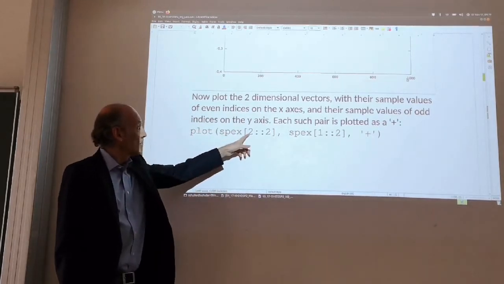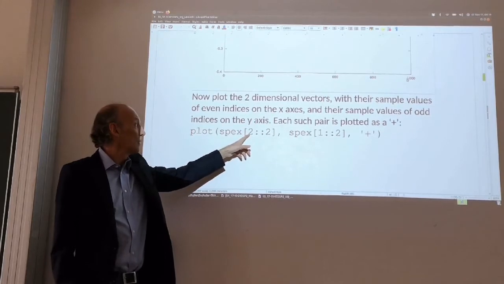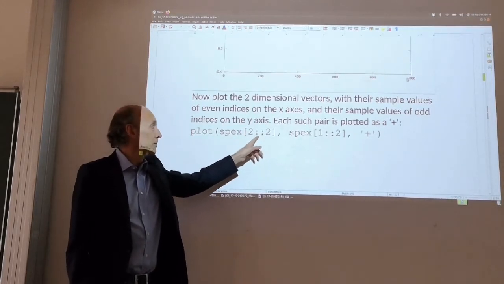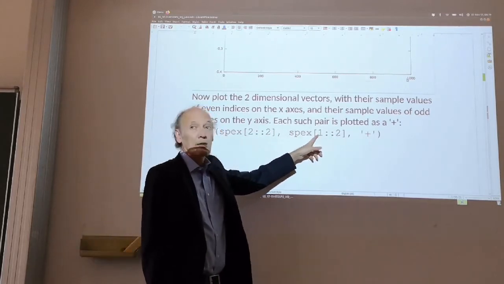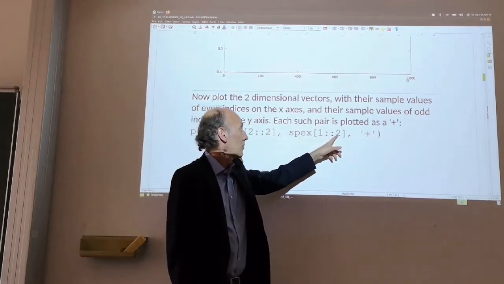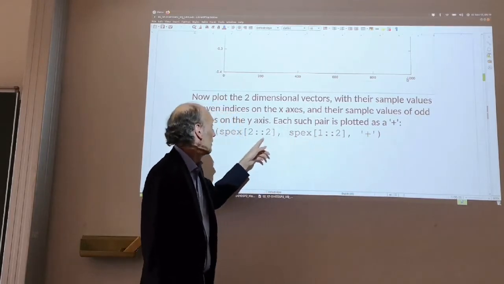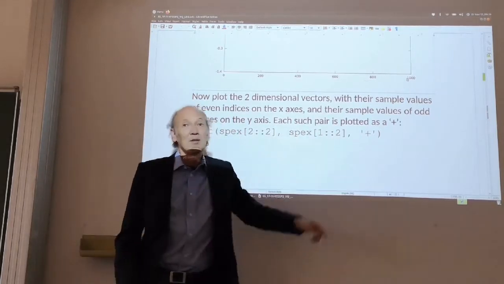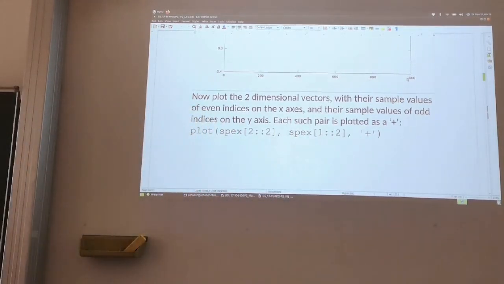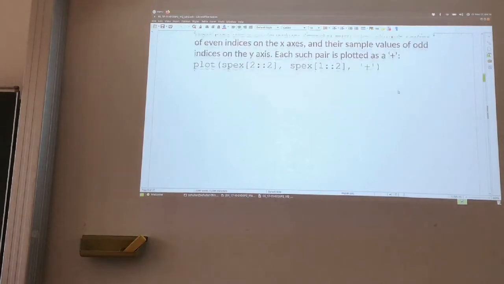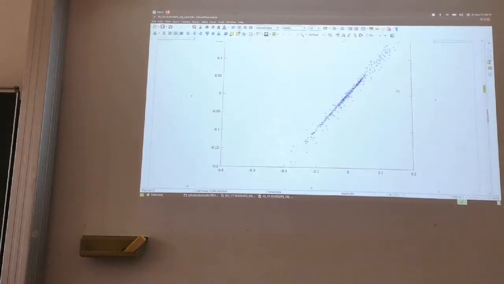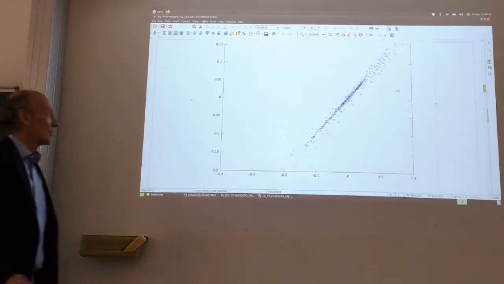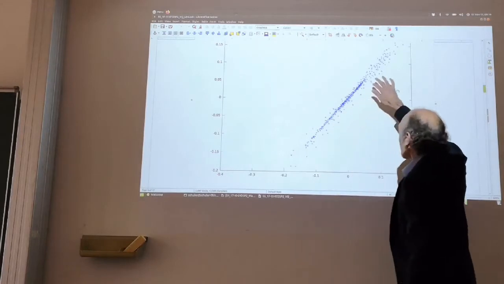So here I'm starting with 2 as an even index, and I jump in steps of 2 until the end. Here I'm starting at 1 as the odd indices, also in steps of 2. So here I'm getting the odd indices, here I'm getting the even indices. And then each vector is a plus. You can see the result here in the following plot. And you can see here it is indeed very much on this diagonal type of plane.